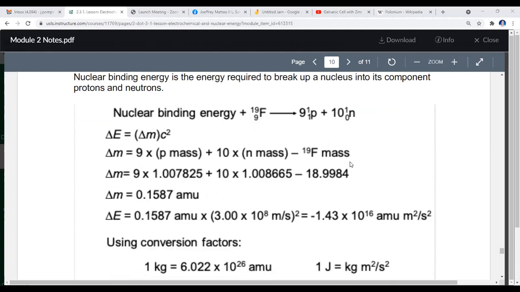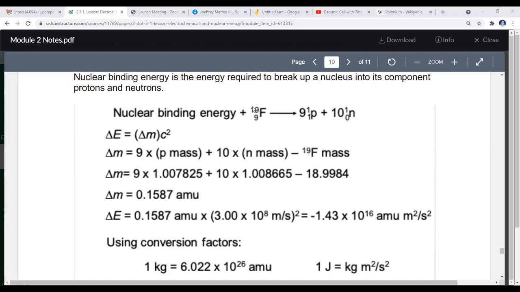We go back to Einstein's formula. Delta E is equal to delta m c squared. The delta m, you need to determine first. So for the delta m, you have 9 times the proton mass plus 10 times the mass of the neutron, minus the mass of the fluorine atom.